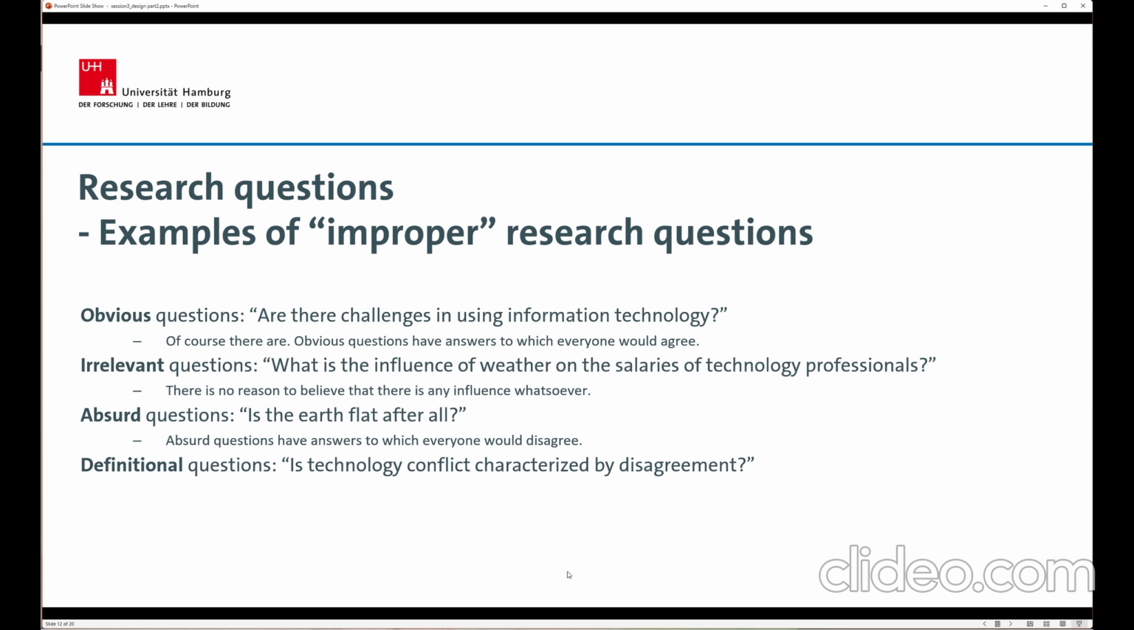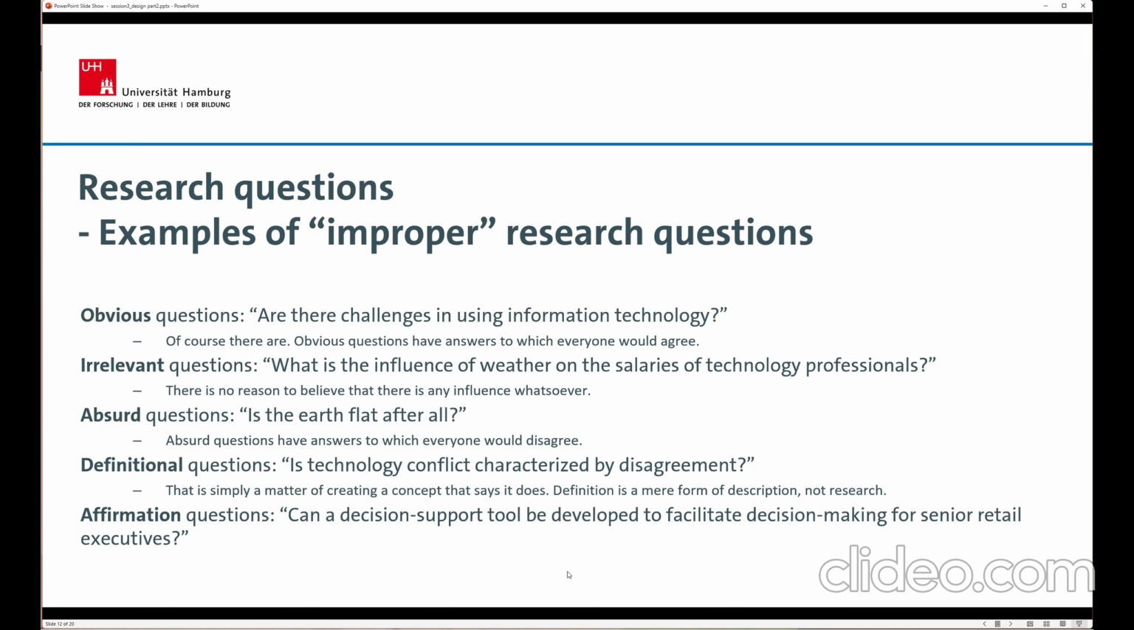What is also often the case is that people ask definitional questions. Is technology conflict characterized by disagreement? Well, that depends. If you define it in a way that it's characterized by disagreement, then yes. And if you define it in a way that has nothing to do with disagreement, then no. A definitional question is a form of description. It's not a research question. It's just a matter of how you choose to define and operationalize a particular concept in your own research. And there's no right or wrong answer. It's just a statement.